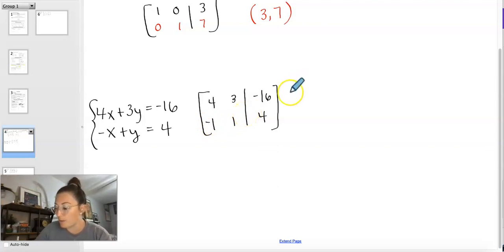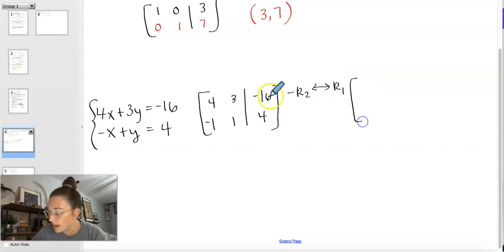So I'm going to do negative row 2, and that is going to swap with row 1. That's how I do the swap. So I'm going to make all of these the opposite sign, and I'm going to swap the positions. Now this is going to get a positive 1, this will be a negative 1, this will be a negative 4.